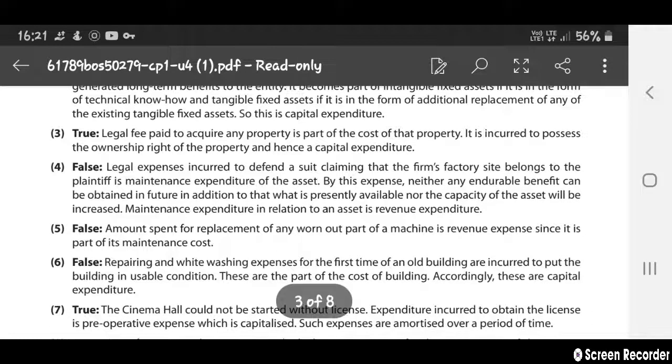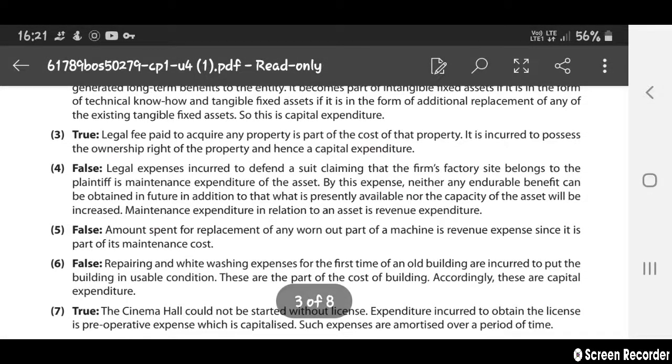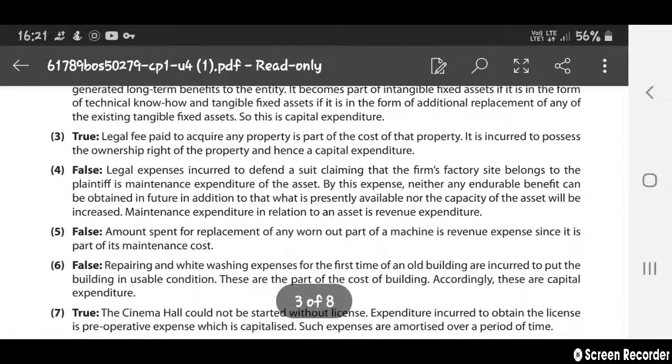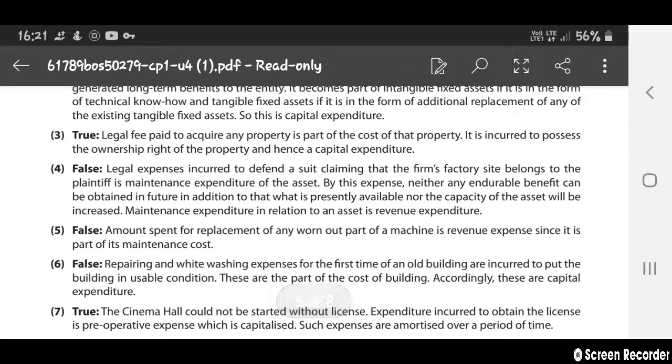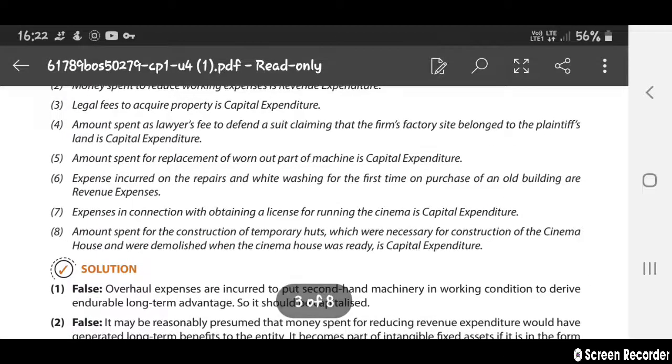So it is false, because legal expenditure to defend a suit claiming that the firm's factory site belongs to the plaintiff is a maintenance expenditure of the asset. By these expenses, neither any endurable benefits can be obtained in future, nor will the capacity of the asset be increased beyond what is presently available. So therefore, it belongs to revenue expenditure, not capital expenditure.